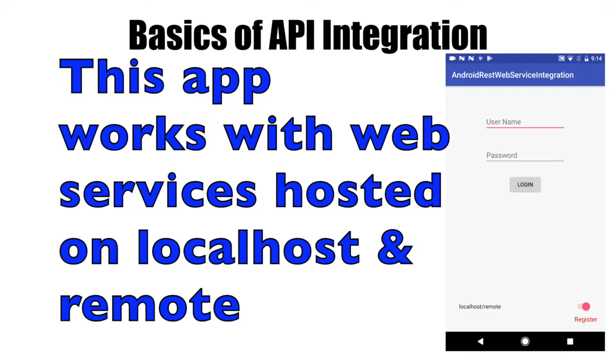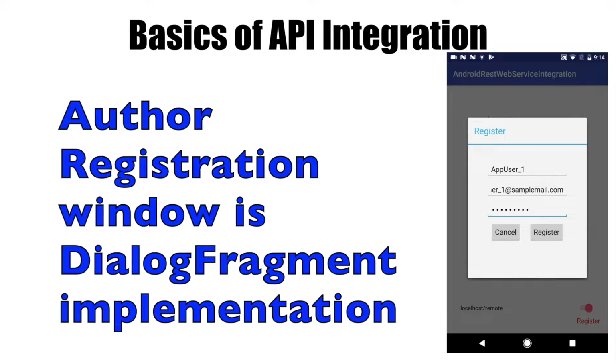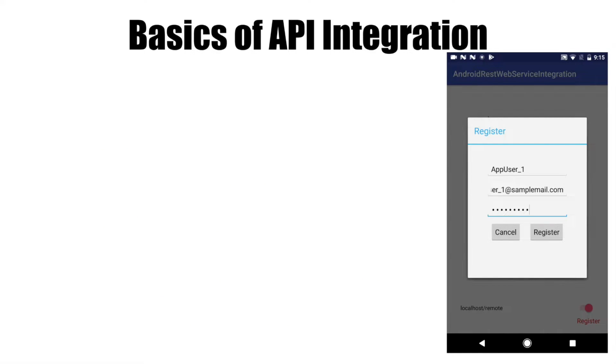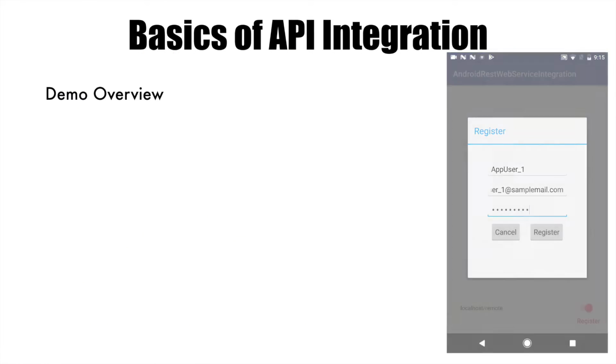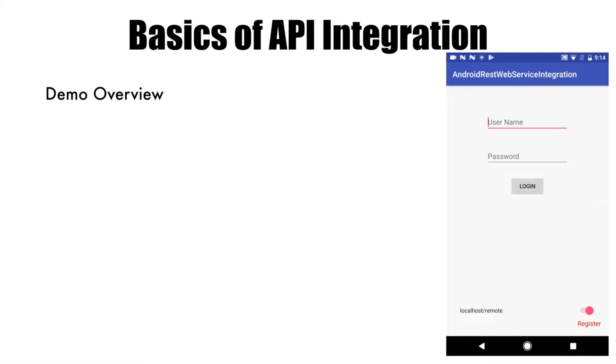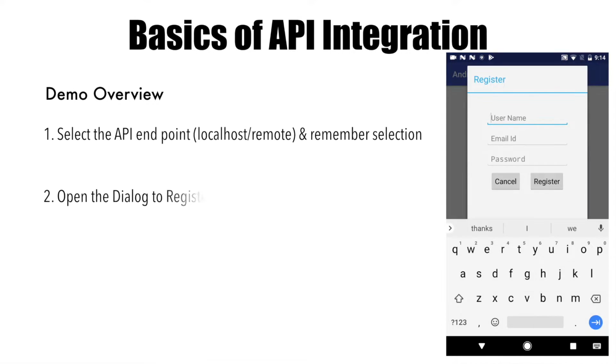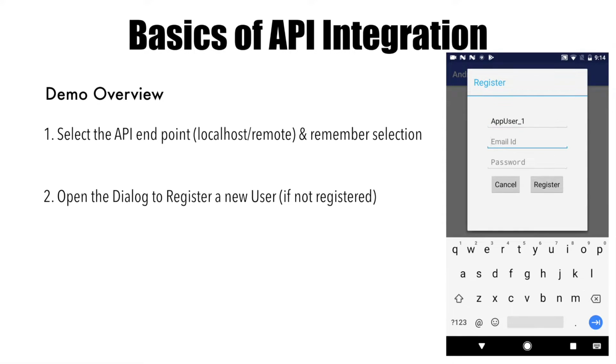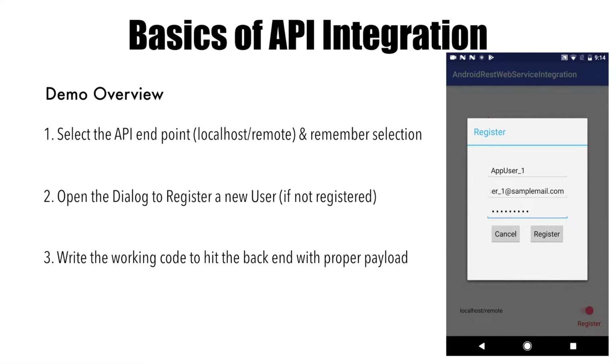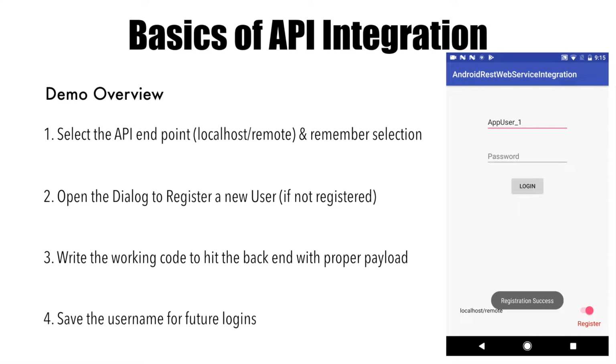wherein the basic operation that we will look at is the author registration before he gets started with the insertion of to-do items in the backend. The demo overview will mainly consist of selecting the API endpoint, and you have to remember this selection because the next time the application boots up, you want to select that preferred option. The next step is to open the dialog to register a new user if the user has not yet registered. The third step is to write the working code to hit the backend with the proper payload, and finally save the username on successful registration. That is for future logins.